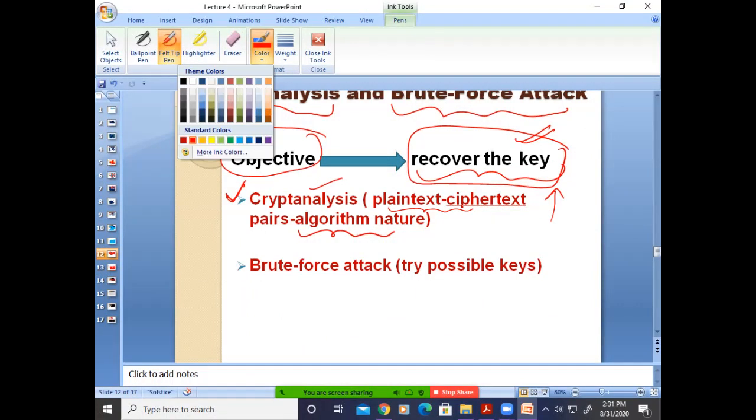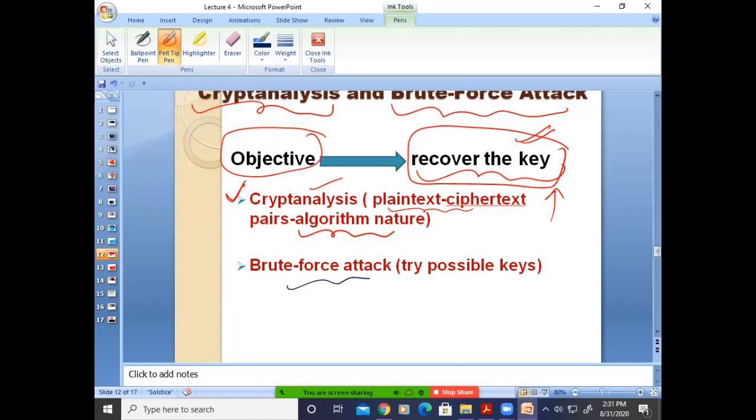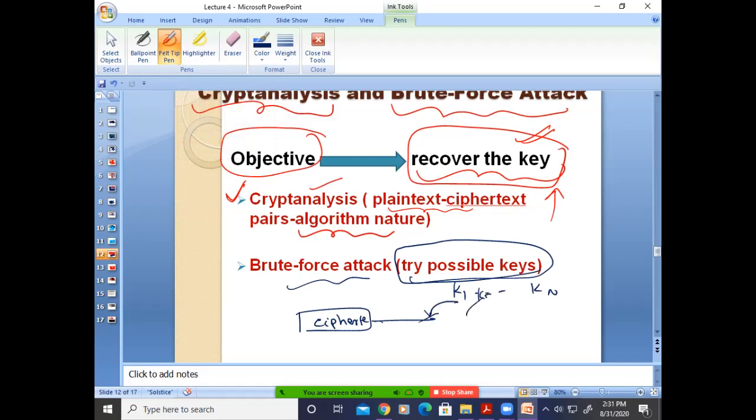Now, what is the brute force attack? If he knows all possible keys, then for this ciphertext, suppose the keys are K1 to some Kn. He will try K1. If not successful, next K2 and K3. He will try all possible keys. Once one is matched, he can decrypt and read the information. But it is time consuming, no? How much time it will take, etc., we'll see in the table.